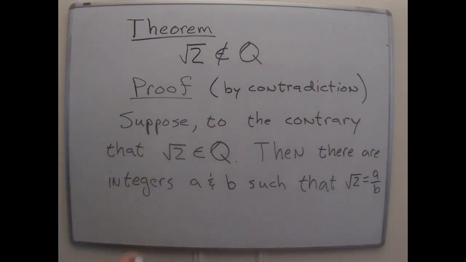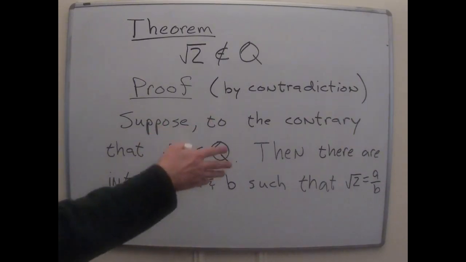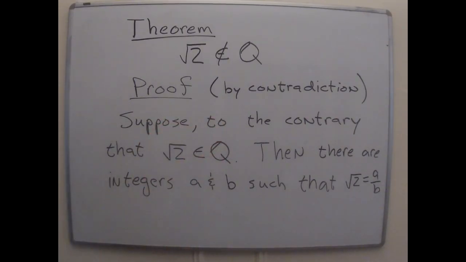So, I mean, if they did have a factor in common, for instance, if they were both even, you'd divide them both by 2, which wouldn't change what the ratio was, and then they wouldn't be both even. Or if they were, you could divide by 2 again. You could take out enough 2s until they didn't have a common factor of 2.